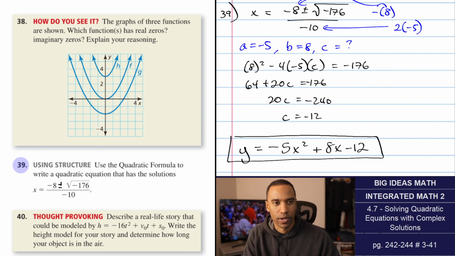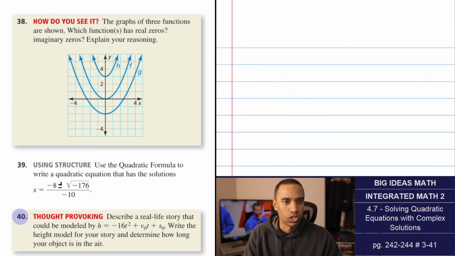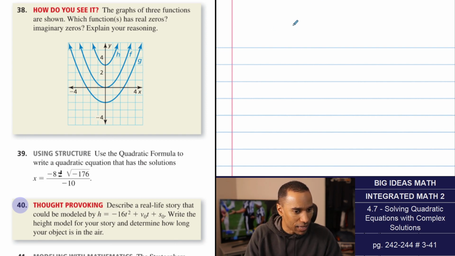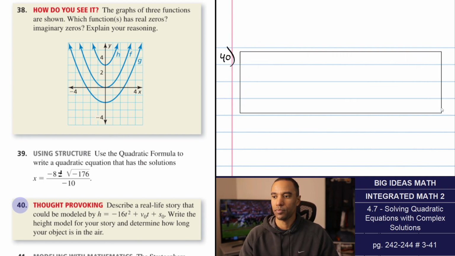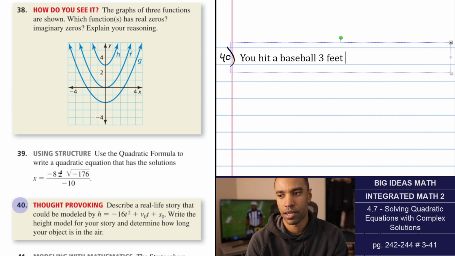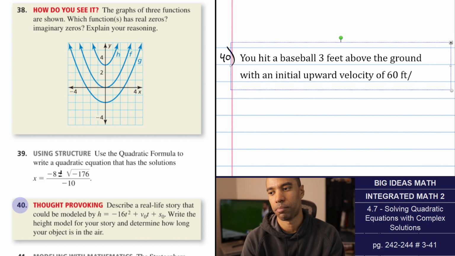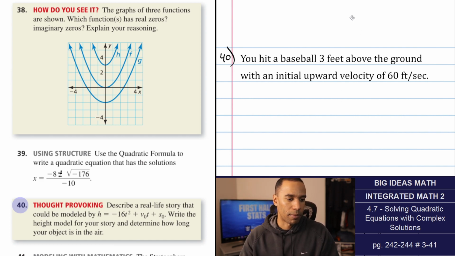All right. 2 more questions. Number 40. Thought-provoking. Describe a real-life story that could be modeled by that stuff. Write the height model for your story and determine how long your object's in the air. All right. Well, you guys make up your own, but let's say I'm a baseball guy. You hit a baseball 3 feet above the ground with an initial upward velocity of 60 feet per second.